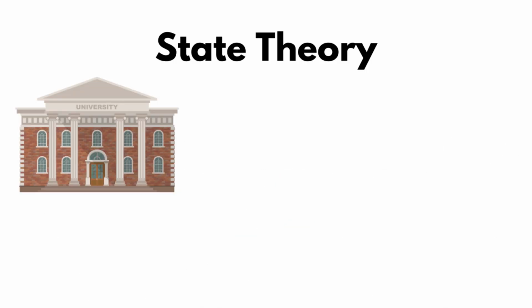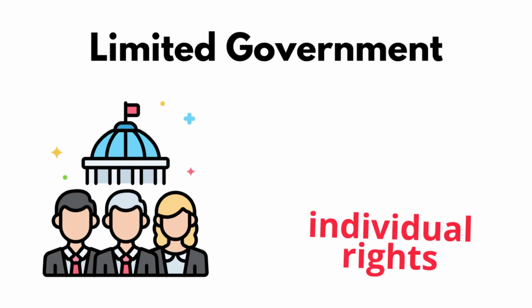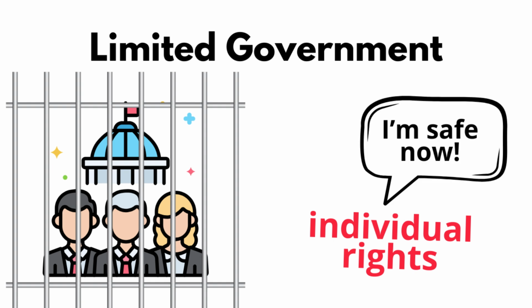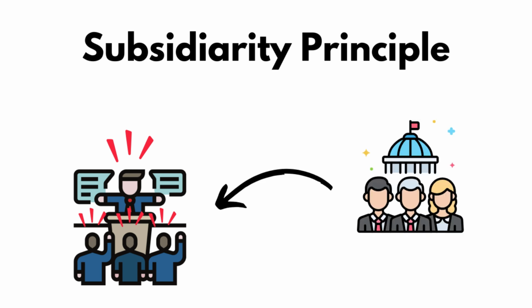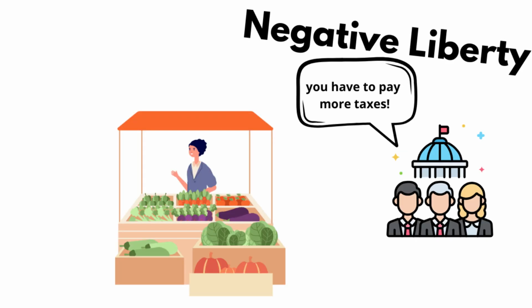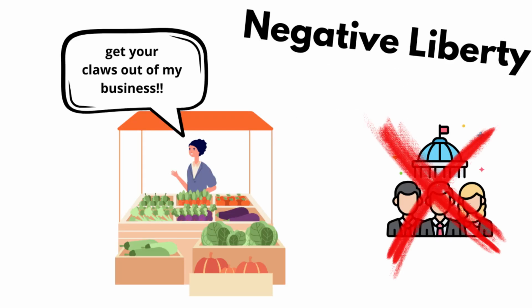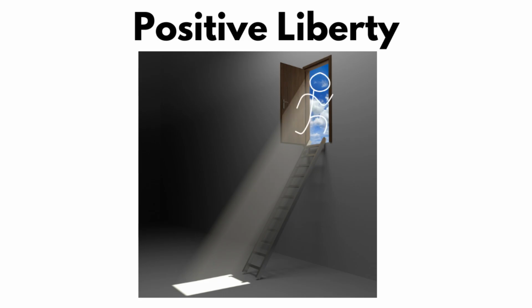State theory, the academic study of the structures and functions of the state in a society. Limited government, a political principle that advocates for restricting government power to protect individual rights. Subsidiarity principle, the principle that issues should be addressed at the most local level possible, avoiding unnecessary interventions from the central government. Negative liberty, the absence of external interference or coercion in individual actions. Positive liberty, the effective ability to act in accordance with one's own will, often involving resources and opportunities.